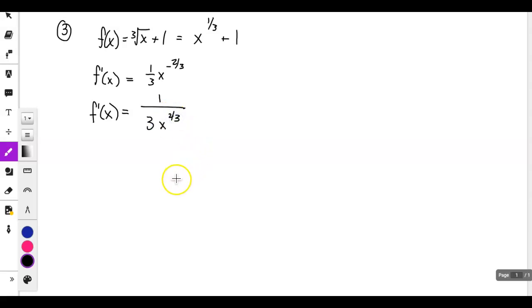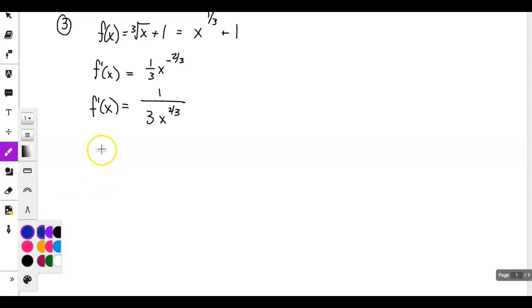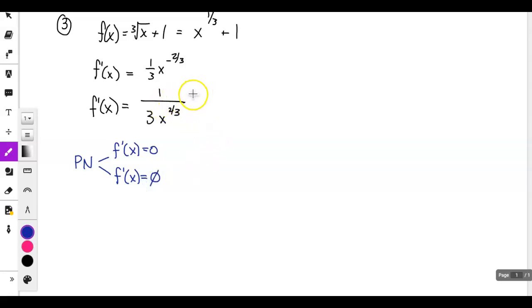And now that my derivative is simplified, I can go ahead and find my partition numbers. So my partition numbers are where my derivative is equal to 0, and then also where my derivative is undefined. If I take this fraction and try to figure out where it is 0, I'm going to get no solution, because the numerator is just a number. If you try to say, okay, I want to figure out where 1 equals 0, that's obviously never going to happen. So this derivative is never 0.